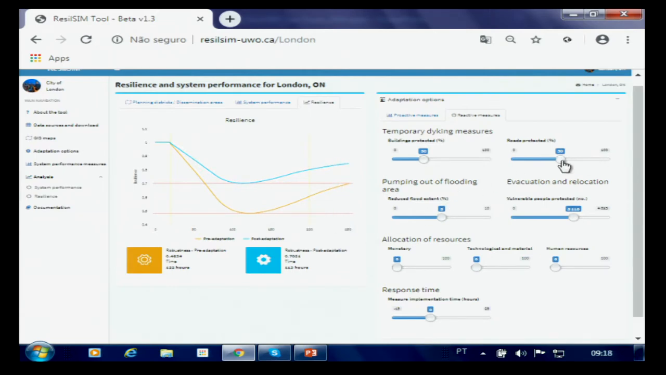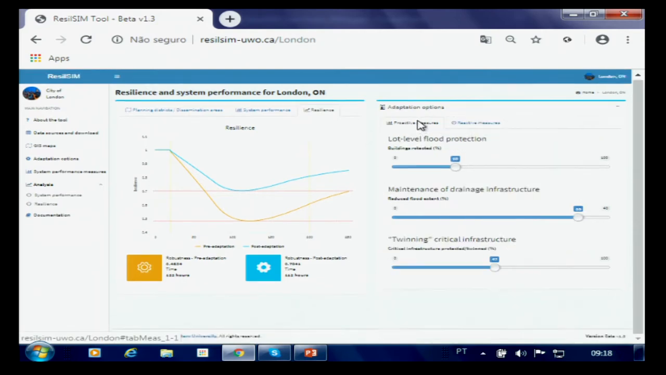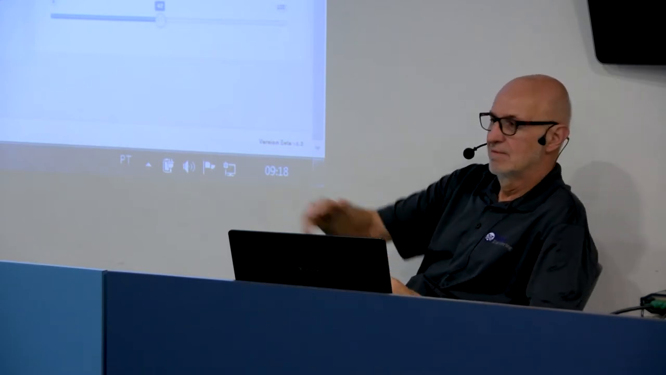And again, when you change the measures, the recalculation is done in real time, and you see how the system responds to that, by comparing the level of resilience. So that's the idea. With this kind of demo, you can play, you can demonstrate, you can show what can be done.